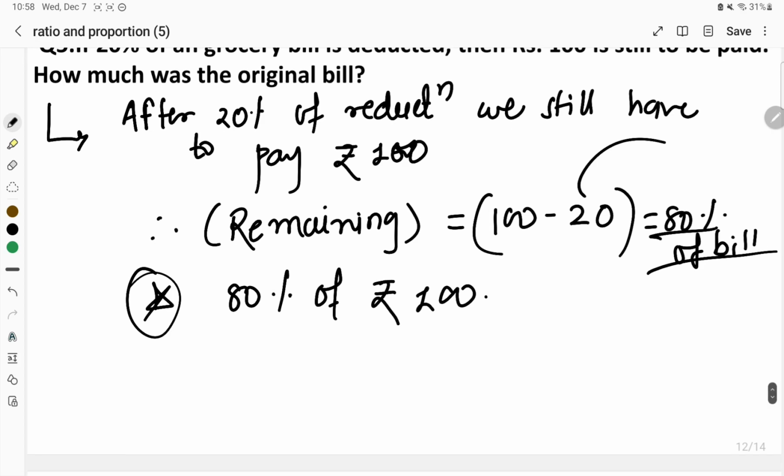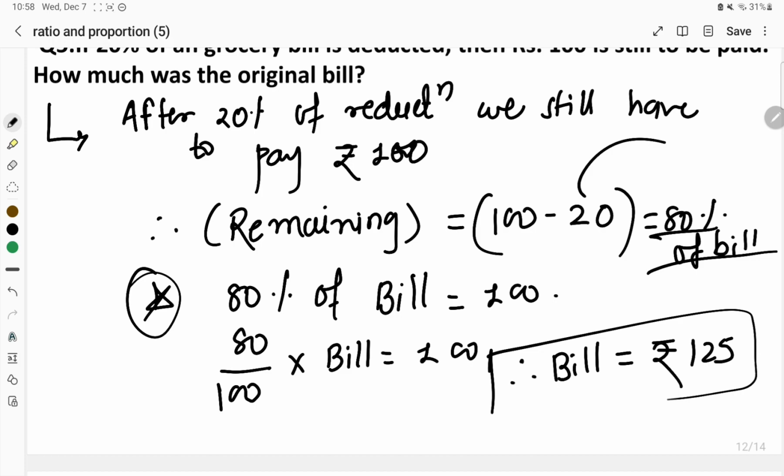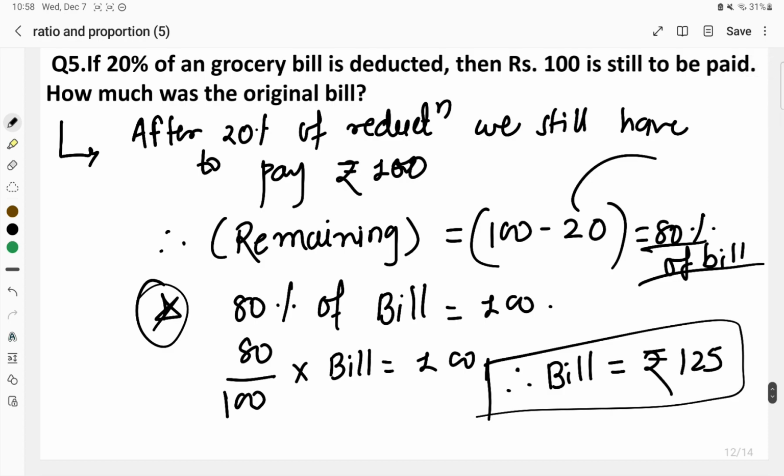Now from that 80% of the bill, 100 rupees still has to be paid. So I am taking it as equal to 100: 80 upon 100 into the bill is equal to 100. Calculate it, and the total bill will be equal to rupees 125. This was the simple calculation: 20% of the grocery bill was reduced, and 100 rupees still had to be paid. We had to find the original bill.